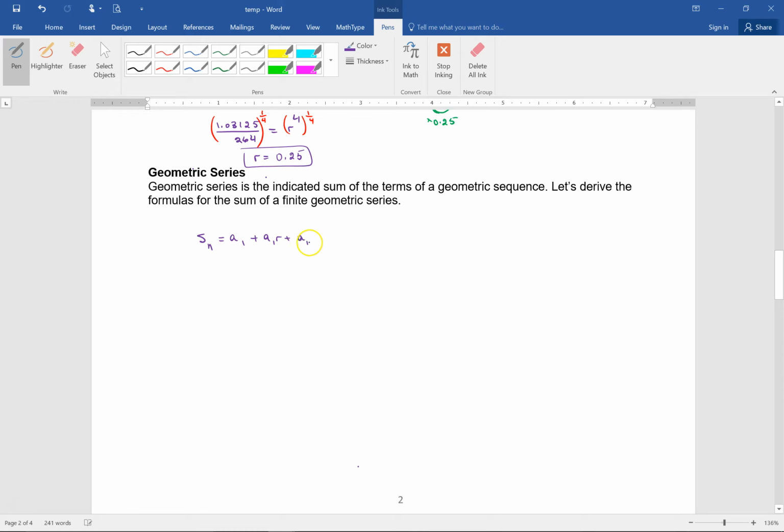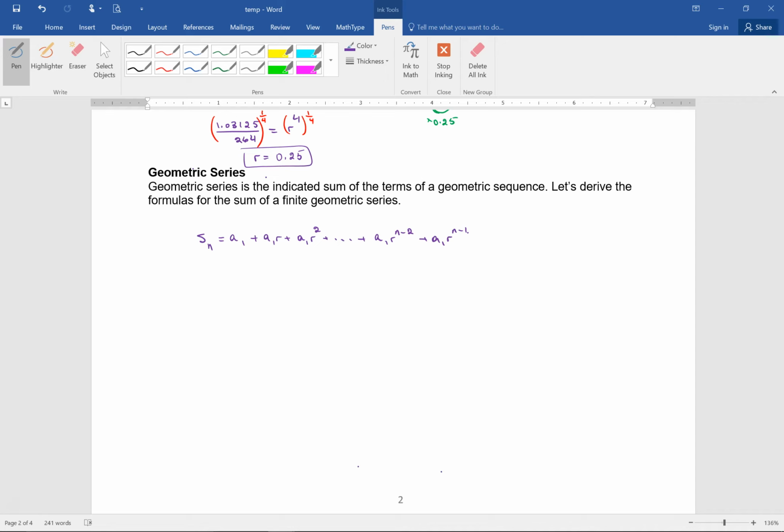And what's the next one? A1 times R squared plus dot, dot, dot, plus. Now, the very last term looks like what? It's A1 times R to the power of what? Not infinity, not n. Remember? N minus 1. Okay? The last one is R to the power of n minus 1. And what's the one right before it? R to the power of n minus 2. Good. So here we have A1 R to the power of n minus 2, A1 R to the power of n minus 1. Okay?